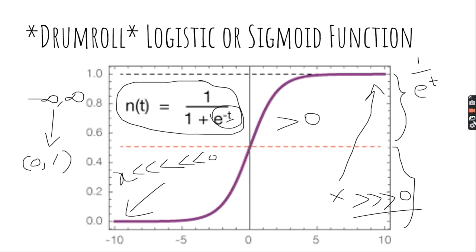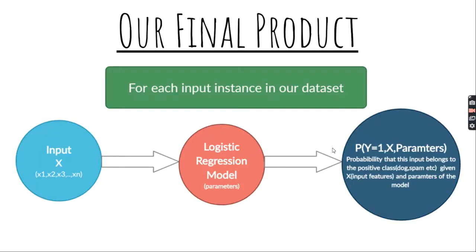Similarly, if t is highly negative, then in this expression it becomes a minus t. To give you an example, e raised to minus 50 is simply e raised to 50, which is a very big number. So we have essentially 1 plus a very big number, which means this entire expression approaches 0. Okay.